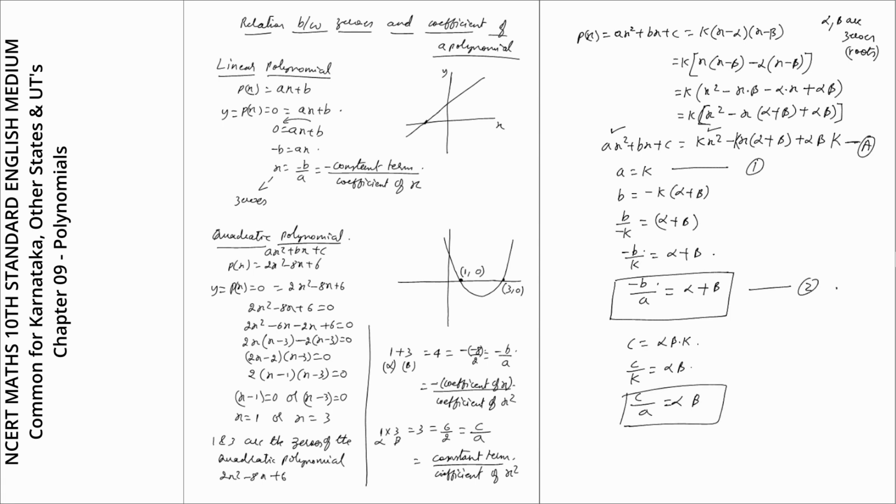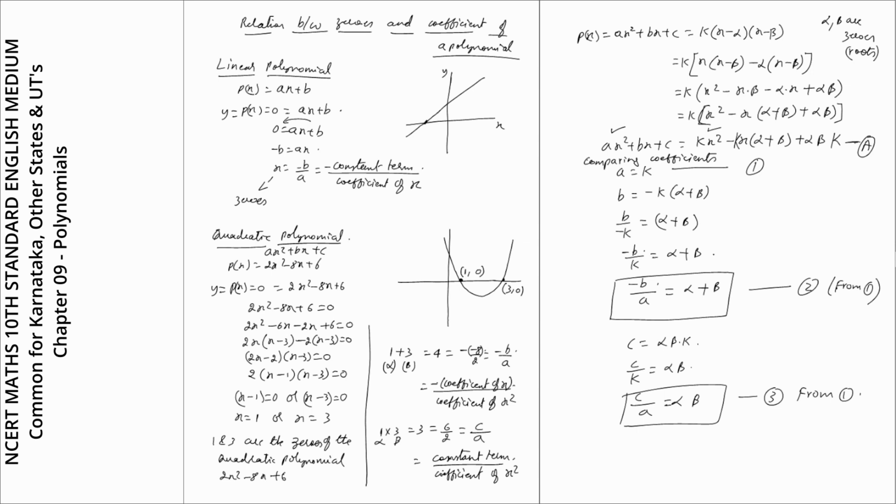How? From equation 1 we know that a is equal to k, therefore in place of k I'll substitute a. Now it's clear that for any given quadratic polynomial ax square plus bx plus c, the sum of the roots is equal to minus b by a, and the product of the roots is equal to c by a, where a is the coefficient of x square, b is the coefficient of x, and c is the constant term, and alpha and beta are nothing but the roots of the polynomial.